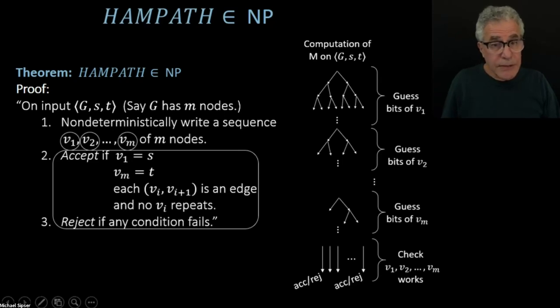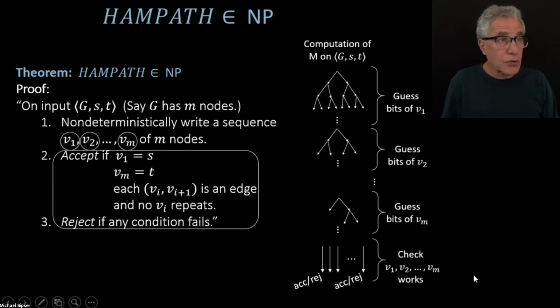Why are we using binary representation? Well, the algorithm would have worked equally well if we used base 3 or base 5 or base 20 as a way of writing down our labels for the nodes. But in a sense, it doesn't matter. The alphabet has to be finite.